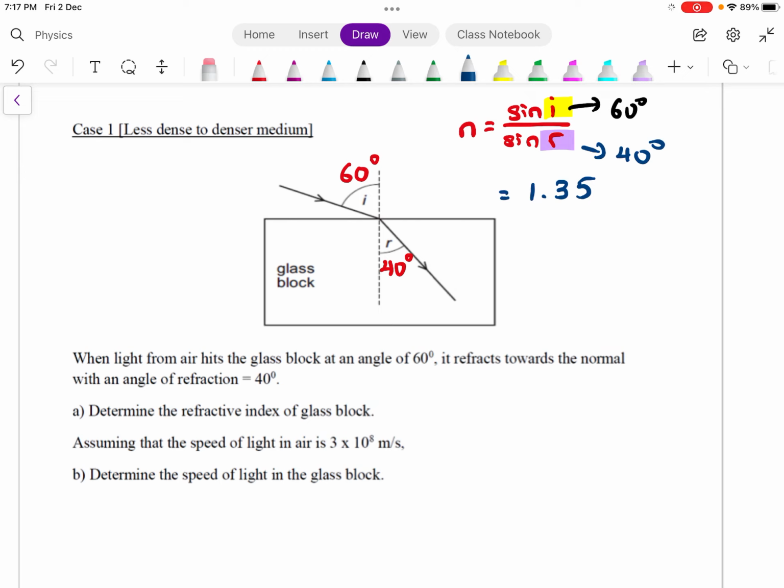For part B, assuming the speed of light in air is 3 times 10 to the power of 8 meters per second, determine the speed of light in the glass block. We need to use the part A answer to help us calculate the part B answer. Let's write down n equal to c divided by v. What is your c? c is the speed of light in vacuum. Sometimes they will give it, but it's good to know it just in case they don't. So n is equal to 1.35.